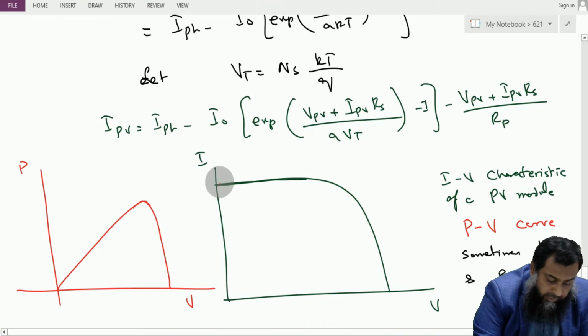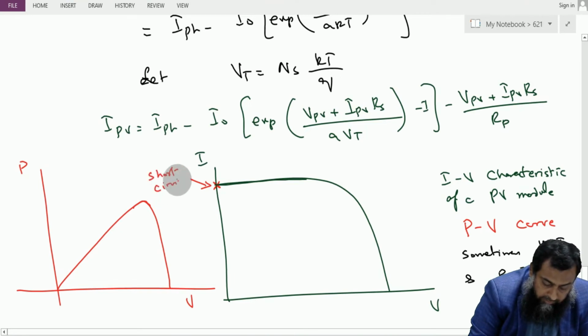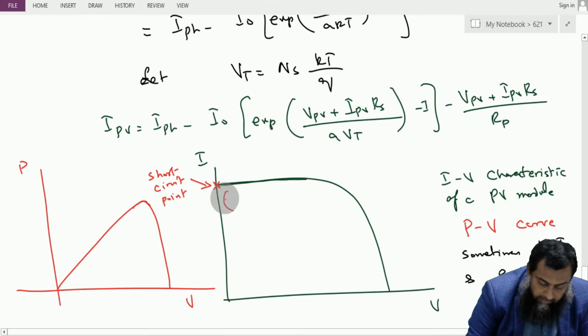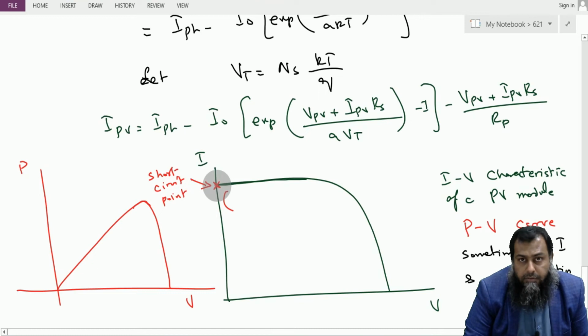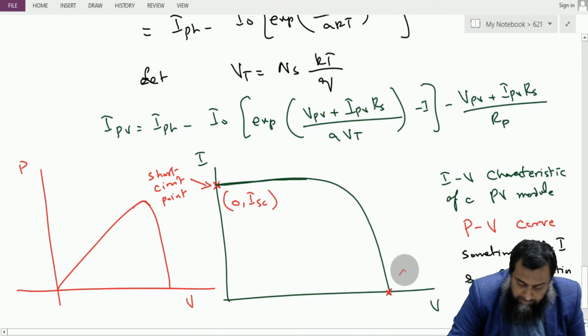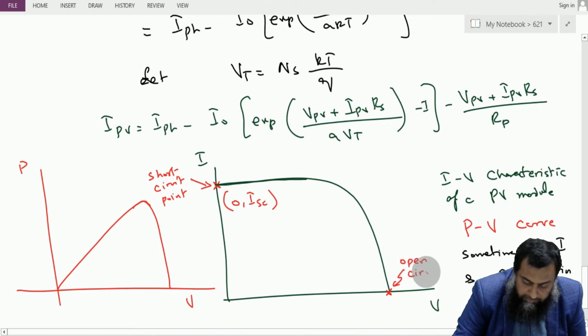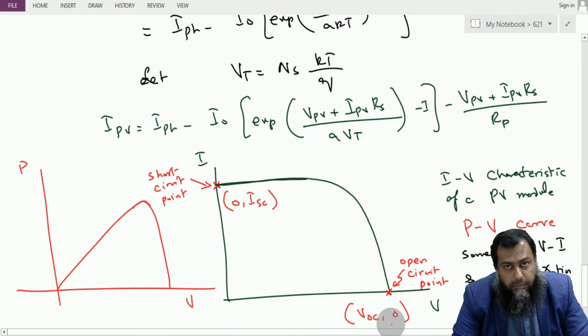Now, if you notice here, this characteristic curve has three distinct points. The first one is known as the short circuit point. Here we have voltage equal to zero and the current is equal to the short circuit current of a given PV module. So this is equal to zero into ISC. And we have another point where we do not have any power, that is known as the open circuit point. In this open circuit point, we have no current. However, the voltage of the module is there.